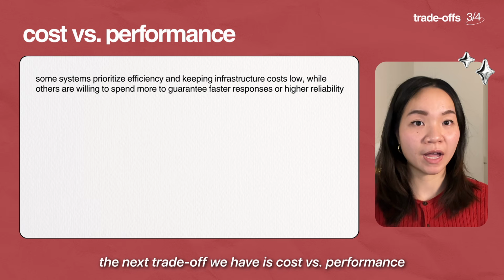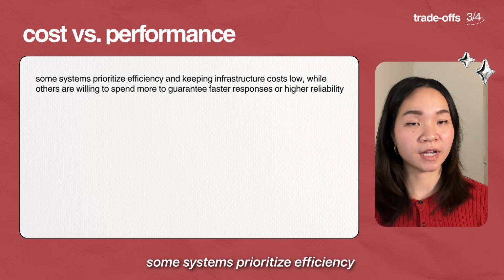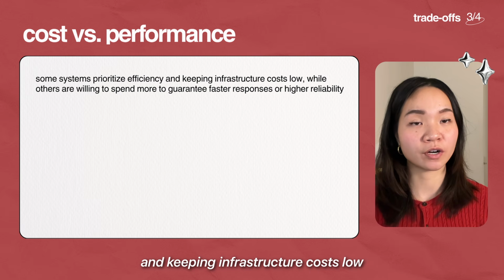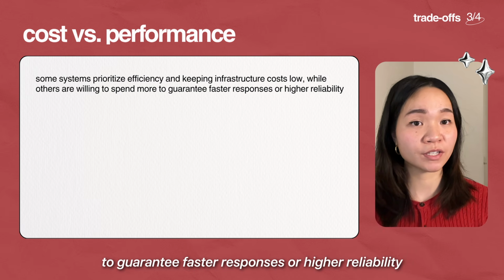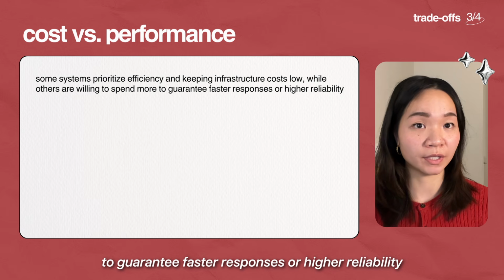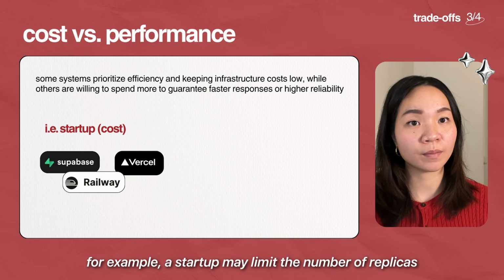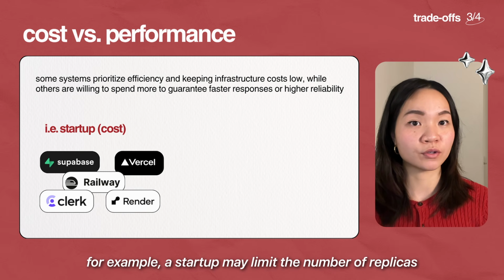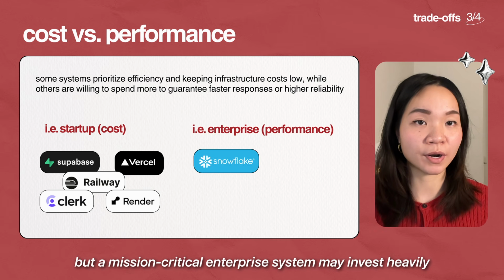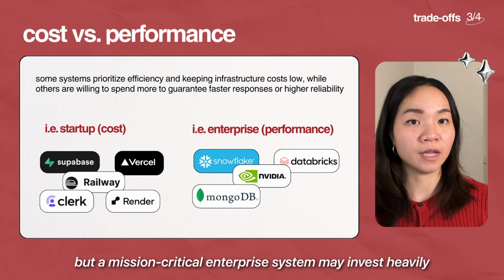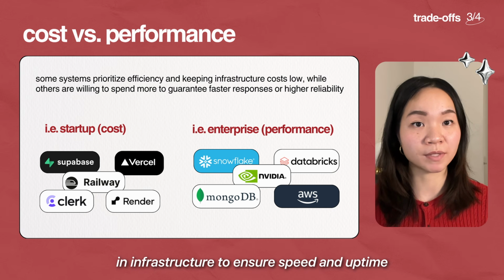The next trade-off we have is cost versus performance. Some systems prioritize efficiency and keeping infrastructure costs low, while others are willing to spend more to guarantee faster responses or higher reliability. For example, a startup may limit the number of replicas or caching layers to control expenses, but a mission-critical enterprise system may invest heavily in infrastructure to ensure speed and uptime.